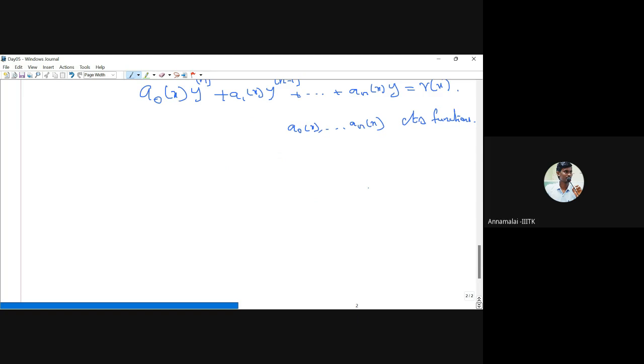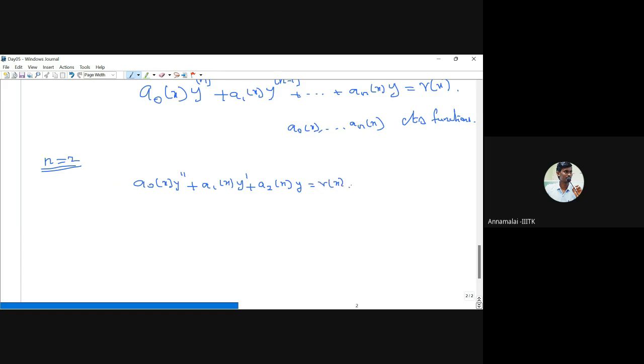Now we take the particular case of second order. If we take n equal to 2, we get a naught of x into y double dash, plus a1 of x into y dash, plus a2 of x into y, equal to r of x, like this.